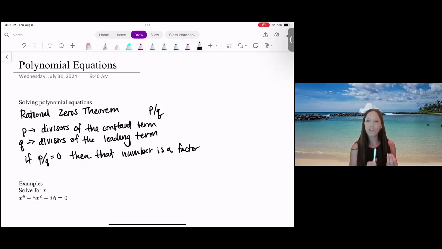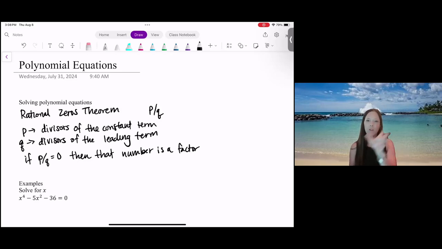The leading coefficient is 1. So the divisors of 1 is just 1, but it could be positive and negative. The divisors of 36, you've got 1 and 36, 2 and 18, 3 and 12, 4 and 9, and 6, and positives and negatives of all of those. So you work with all of these different combinations to find a P over Q that when you plug it into the equation gives you a 0.